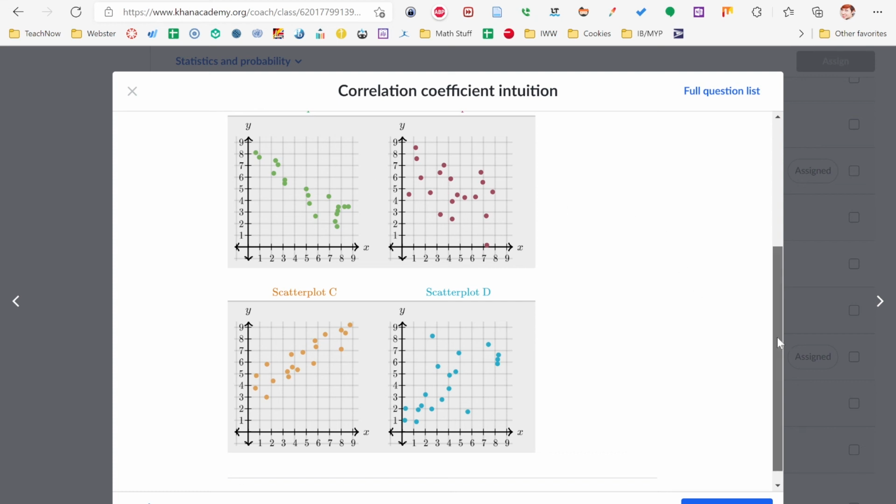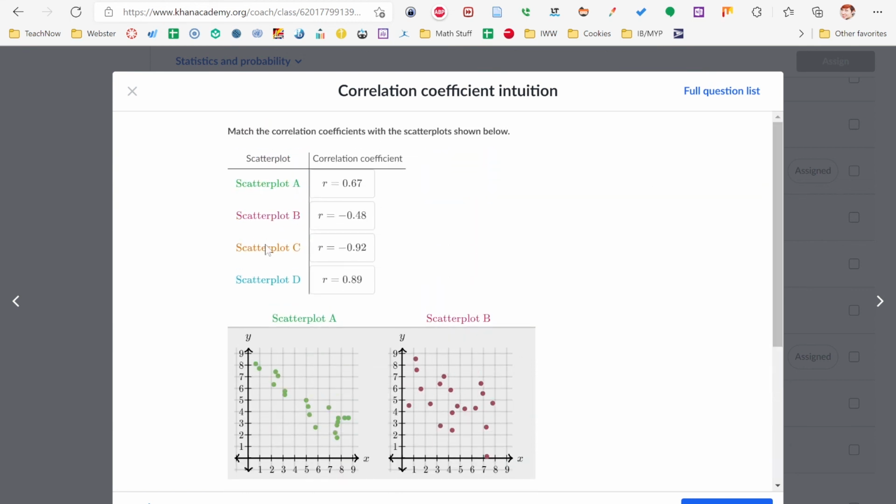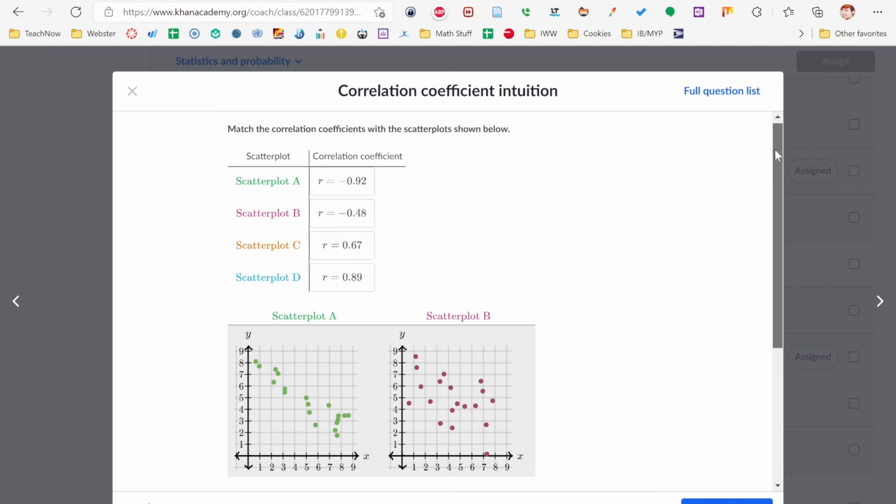If I first look at A and B, scatterplot A is making a much tighter shape than scatterplot B. Scatterplot B is sort of all over the place. So scatterplot A is my more negative number, closer to -1. Both A and B are negative, but A is closer to -1. So I come up here, most close to -1 is scatterplot A, the other negative is scatterplot B.